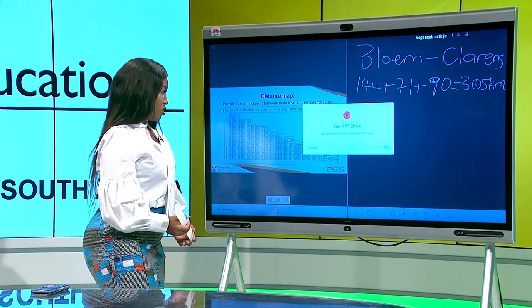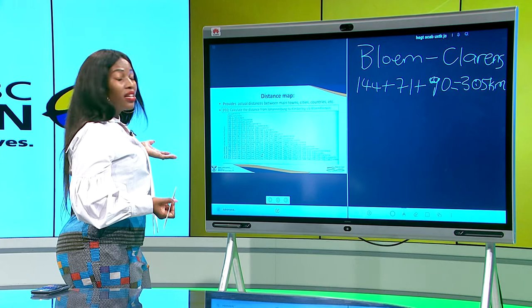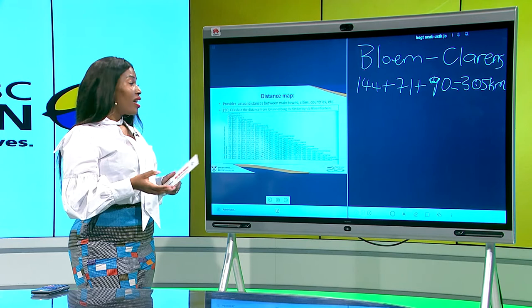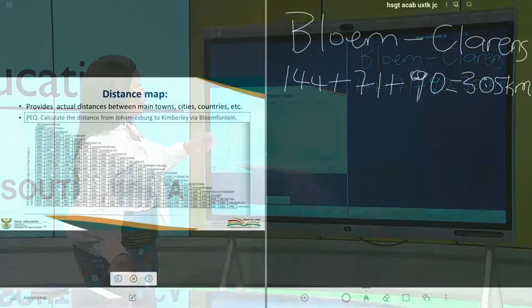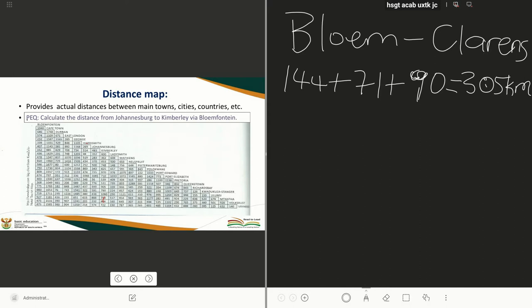And now let's look at the possible exam questions that may be asked in the exam. The examiner can ask you to calculate the distance from Johannesburg to Kimberley via Bloemfontein. So this one is not a straightforward question. You must calculate the distance from Johannesburg to Kimberley, but then you need to go via Bloemfontein. So where do you start?